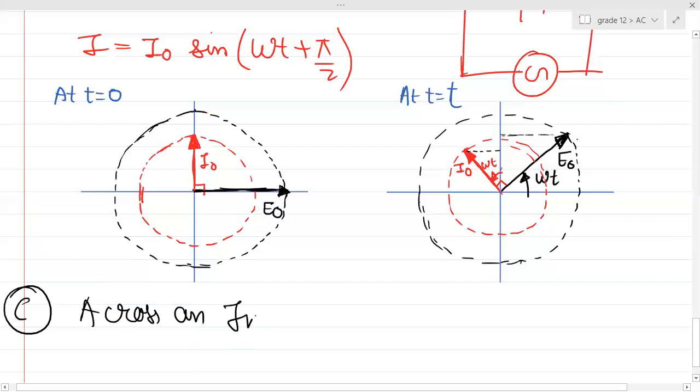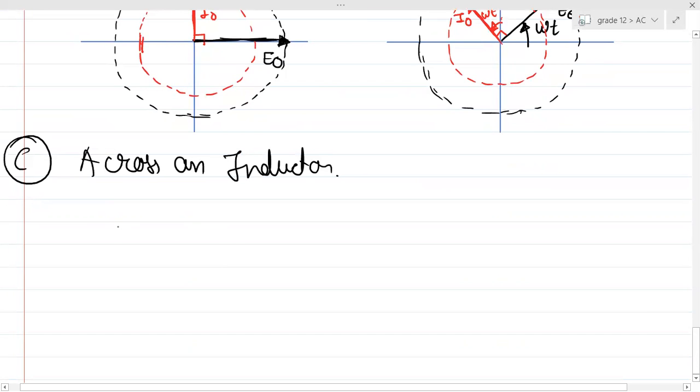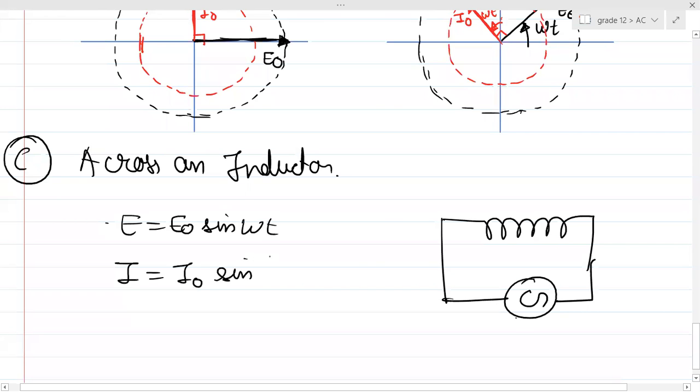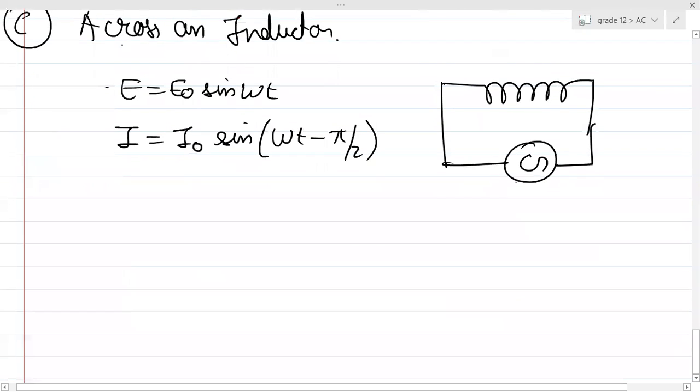Now third part, if you have an inductor connected across an alternating source. Do you remember, in this case, if E was equal to E naught sine omega t, then the current was I equals I naught sine omega t minus pi by 2, right? Yes or no? Yes, sir.